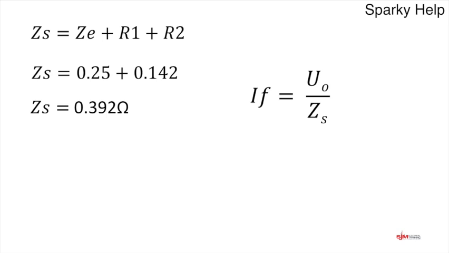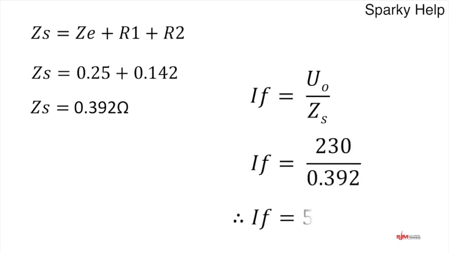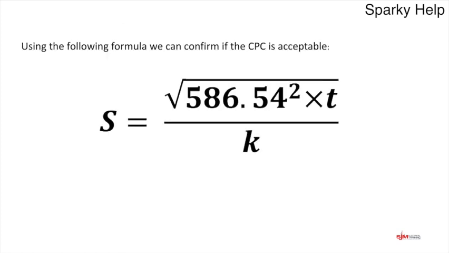Applying Ohm's law, IF, which is the fault current, is equal to UO divided by ZS. UO is a voltage to earth, and ZS obviously is the maximum earth fault loop impedance at the end point of this circuit. Putting these figures in, 230 divided by 0.392, and we get a fault current of 586.54 amps. You don't necessarily need to use the 2 decimal places. 586 is still a lot, and it's going to do the job, hopefully. We can put this one straight into our equation. That's our first number found.